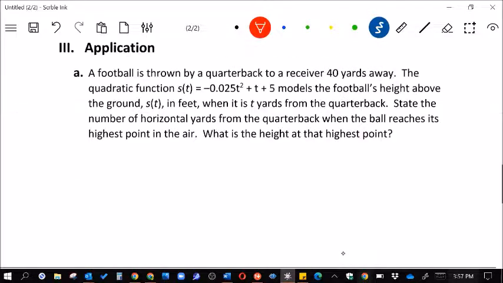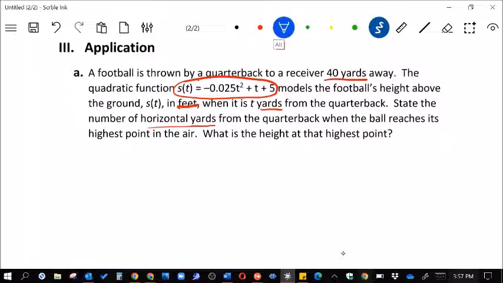Now let's look at an application problem. A football is thrown by a quarterback to a receiver 40 yards away. This function models the height above the ground in feet when it is t yards from the quarterback. Ooh, now we have feet and yards. State the number of horizontal yards from the quarterback when the ball reaches its highest point in the air.